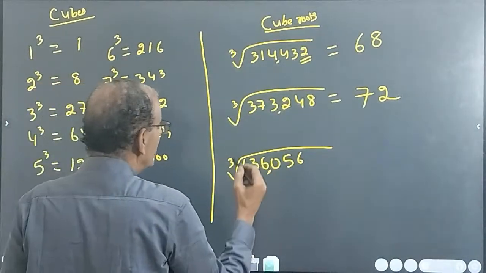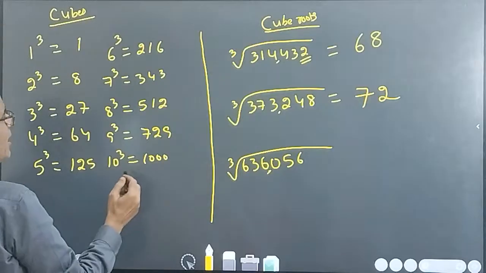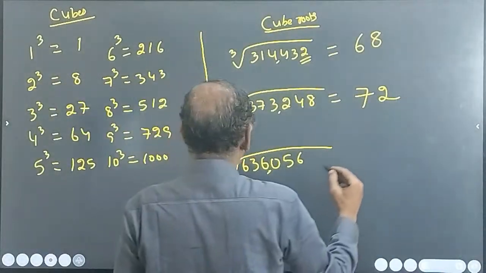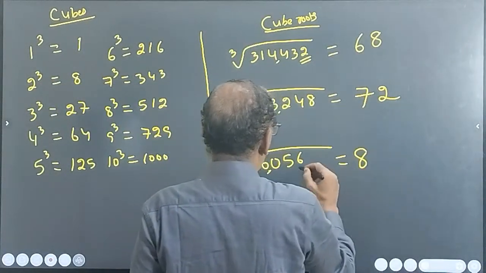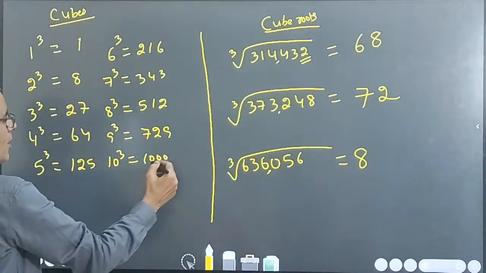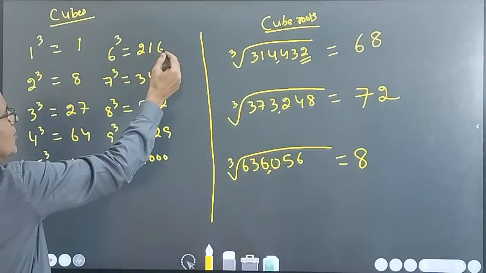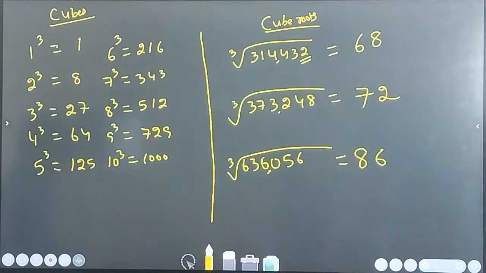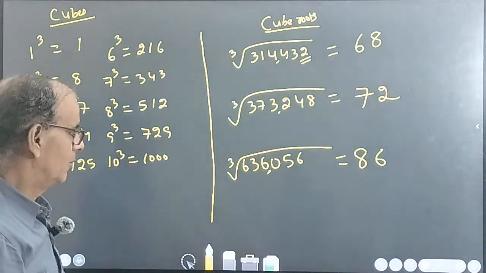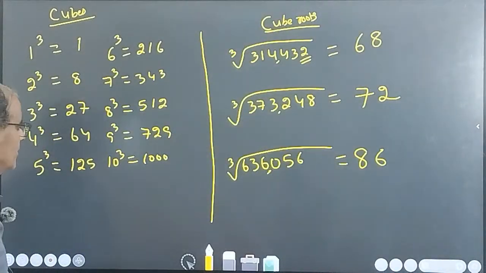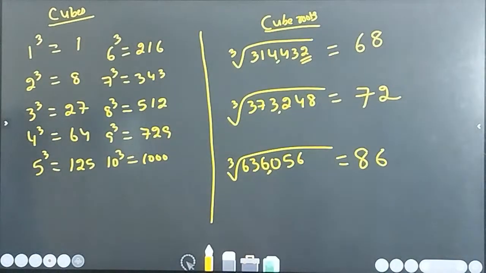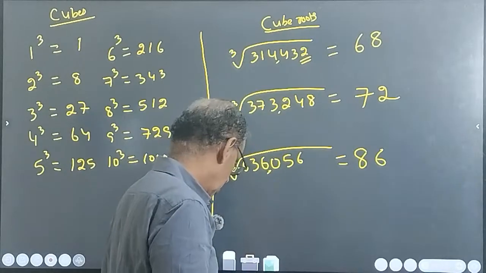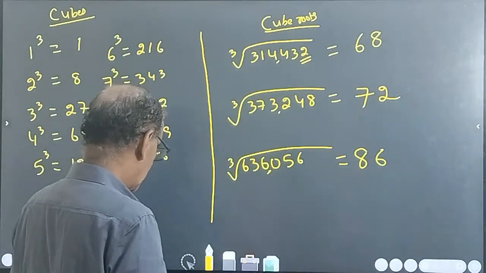Now you take 636. 636 is where? Between 8 cube and 9 cube. First number is 8. And it ends with 6. You go on search for 6. Where it is? 6 is here. What is the answer? Answer is 86. This is how you have to do. Okay. So just you memorize up to 15 cube. But in the cube root, we need up to 10 cube.